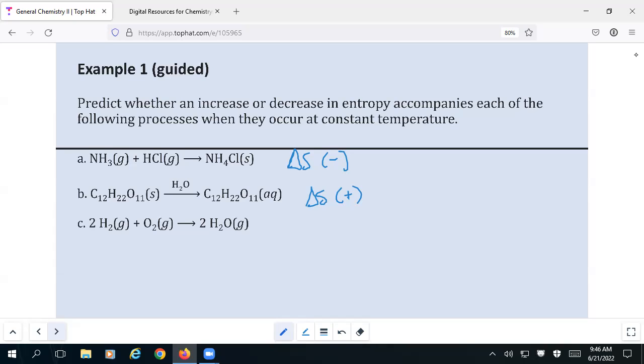In this third one, we've got hydrogen gas and oxygen gas turning into water in the gas phase. So we can't just simply use phase to figure this out, because it's gases on both sides. So what we need to go to is amount, number of particles, number of gas particles in particular. We've got two gas molecules on the product side, 2 + 1 = 3 on the reactant side. So our reactant side has more gas molecules, more disorder than our product side. We would expect a decrease in entropy there.